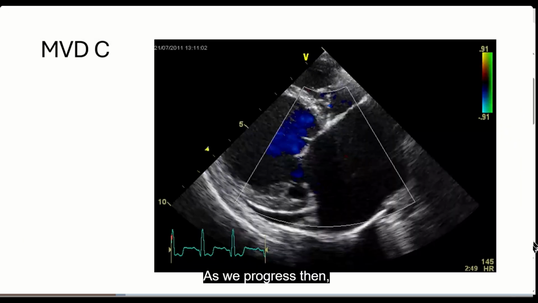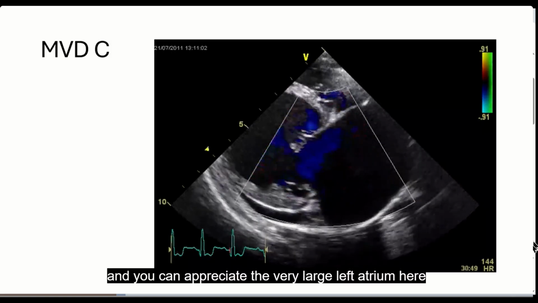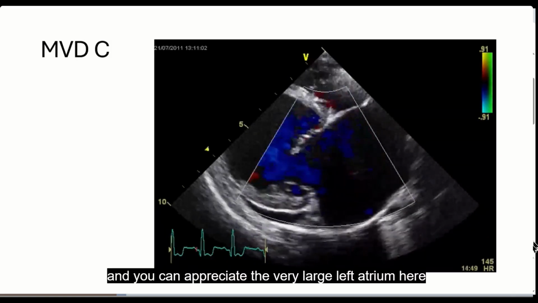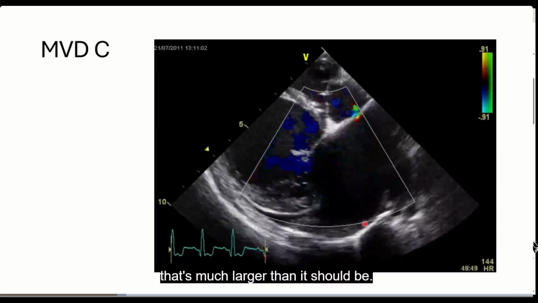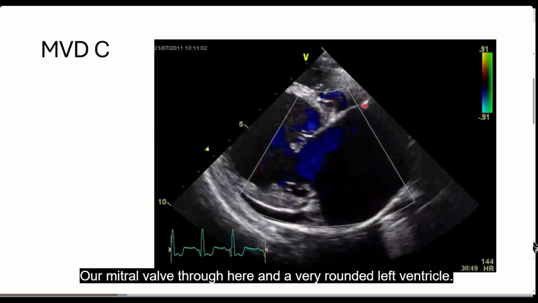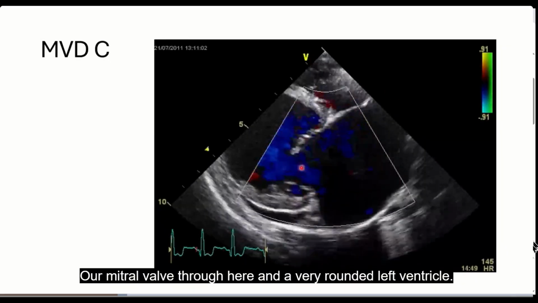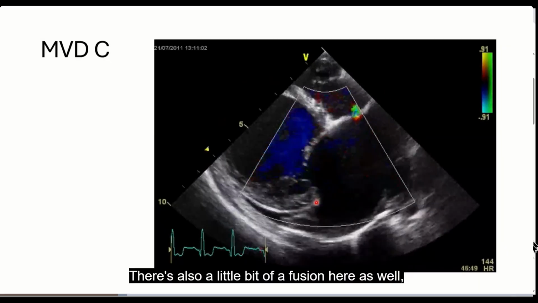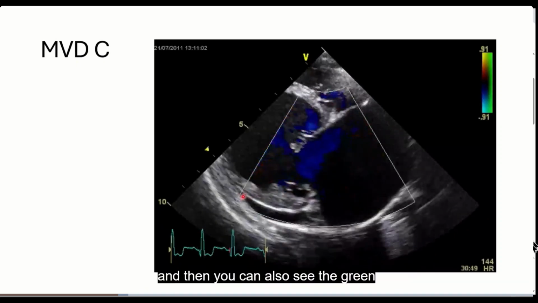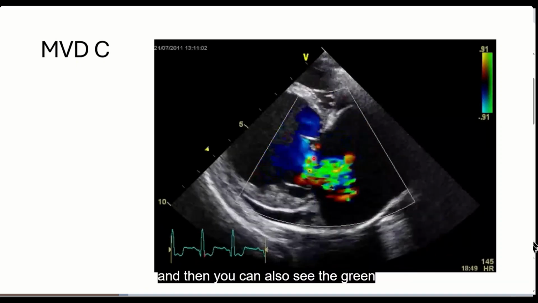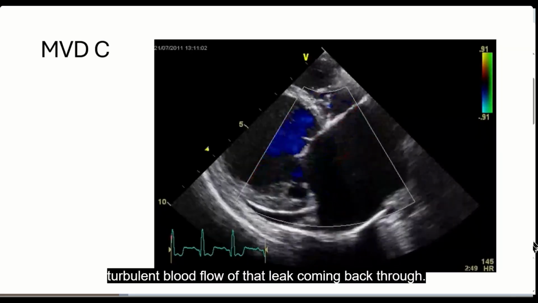As we progress then, this is a mitral valve stage C case, and you can appreciate the very large left atrium here that's much larger than it should be, our mitral valve through here and a very rounded left ventricle. There's also a little bit of effusion here as well, and then you can also see the green turbulent blood flow of that leak coming back through.